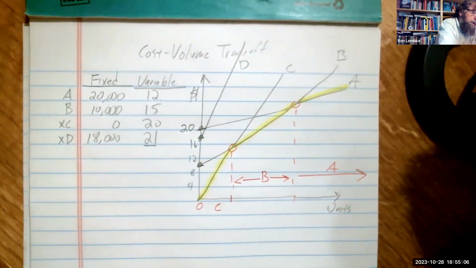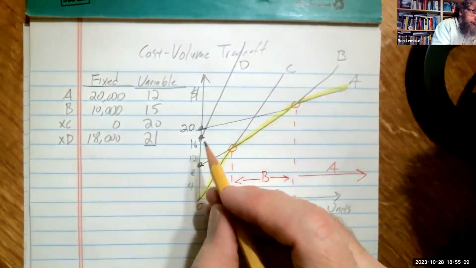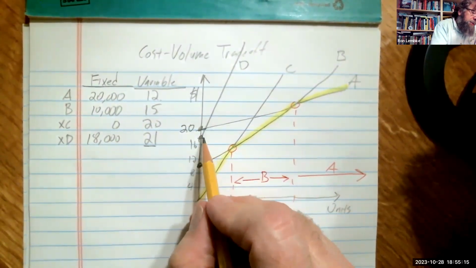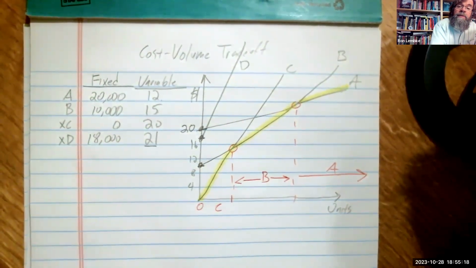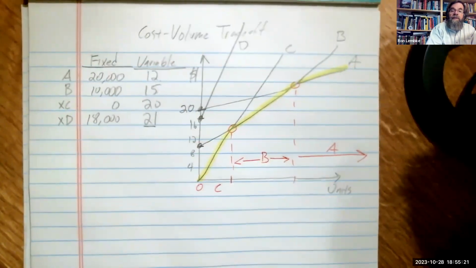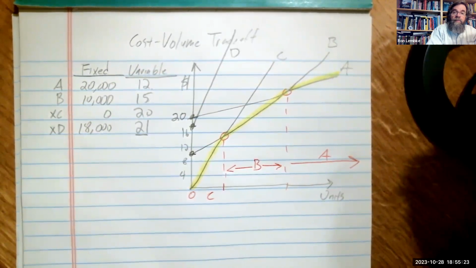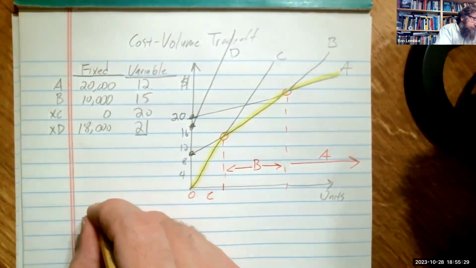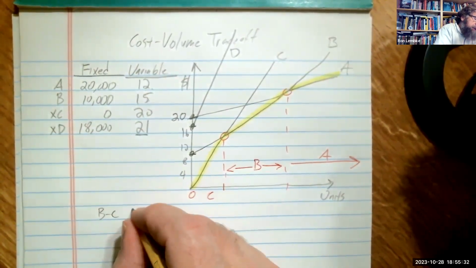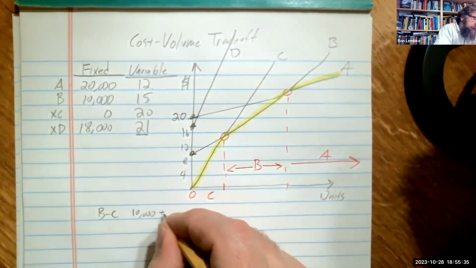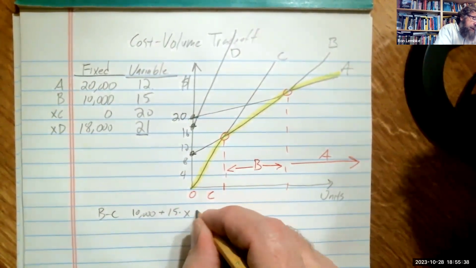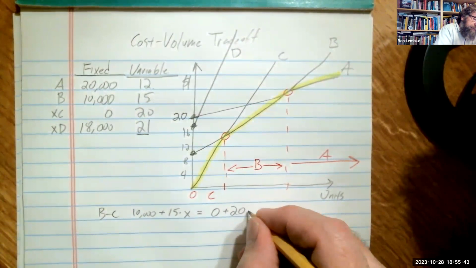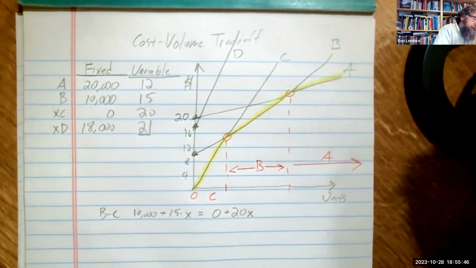Okay, and like we saw, it looks like D is never going to be the cheapest. It does cross, I mean, it's cheaper than A, but it's not the cheapest, obviously. So let's find these crossover points, these breakpoints. The first one I'm going to look for is where B and C cross. The cost of B is $10,000 plus 15 times X, where X is the number we are looking at. The cost for C is 0 plus 20 times X.